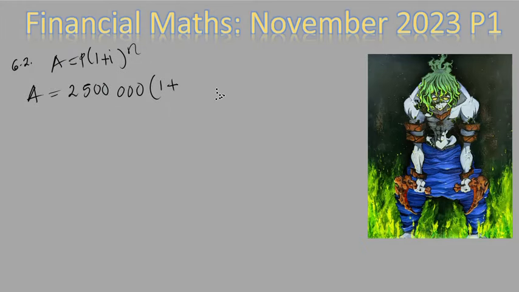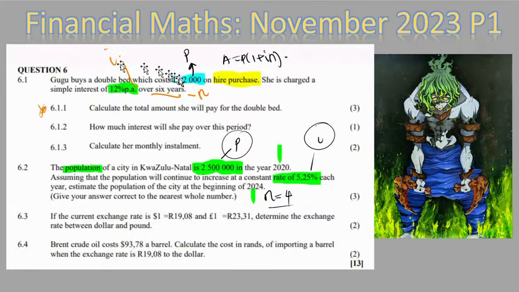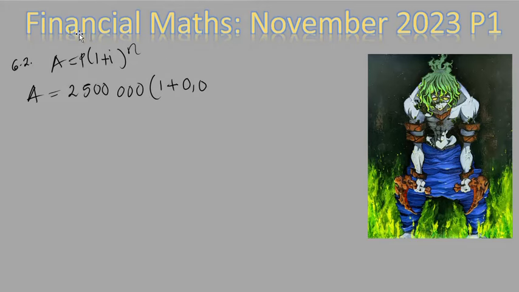And now when I write that as a decimal, bear in mind, I don't know who needs to hear this, but when you substitute your interest in, you can only substitute it as a fraction or as a decimal. Do not, I repeat, do not ever try to write the percentage as a percentage in your substitution. 5.25% is 0.0525. Either write it as a fraction or write it as a decimal. Easy as that.